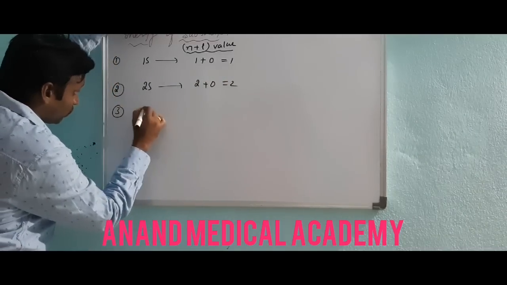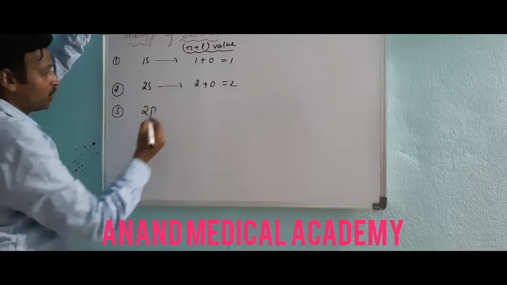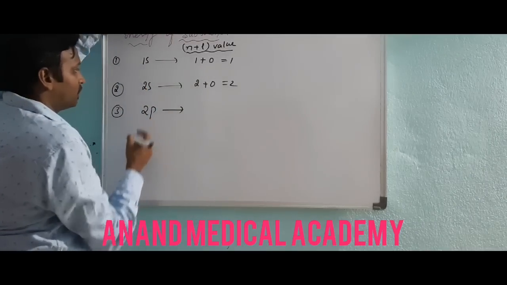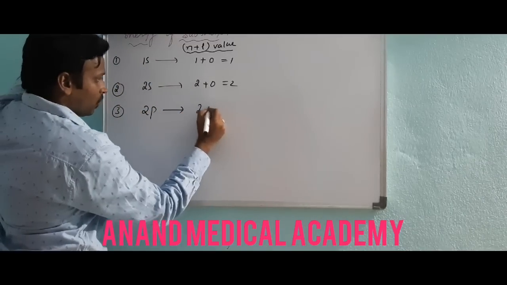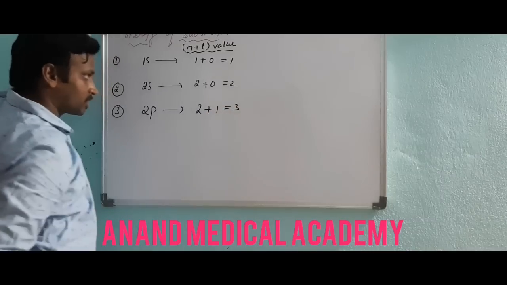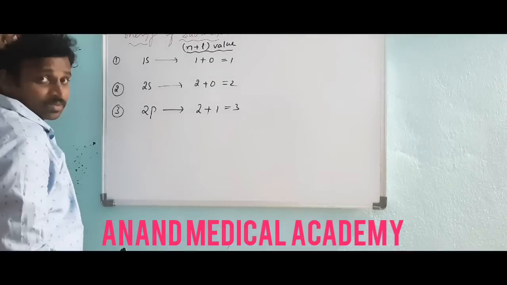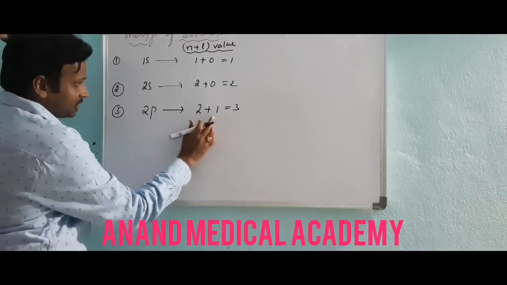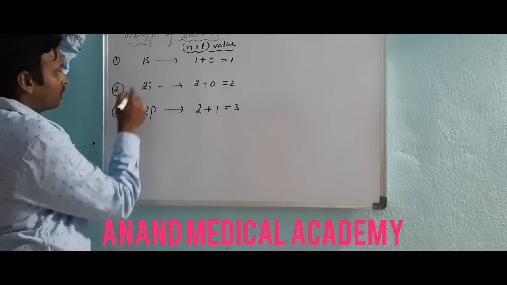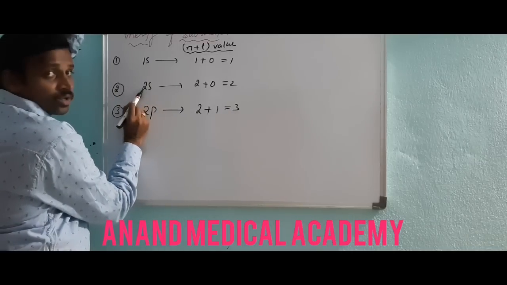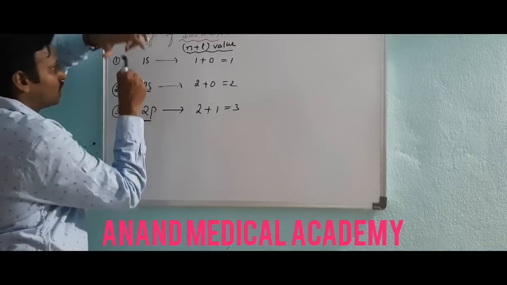For 2p, because in the first shell I told you there is only one subshell, and these two belong to the second shell. For 2p, 2 plus 1, it is 3. Again, l is equal to 0 for the s subshell, and l is equal to 1 for the p subshell. So 2 plus 1, 3. For n equal to 2, there are 2 subshells, one is 2s and one is 2p. These two belong to the second shell.